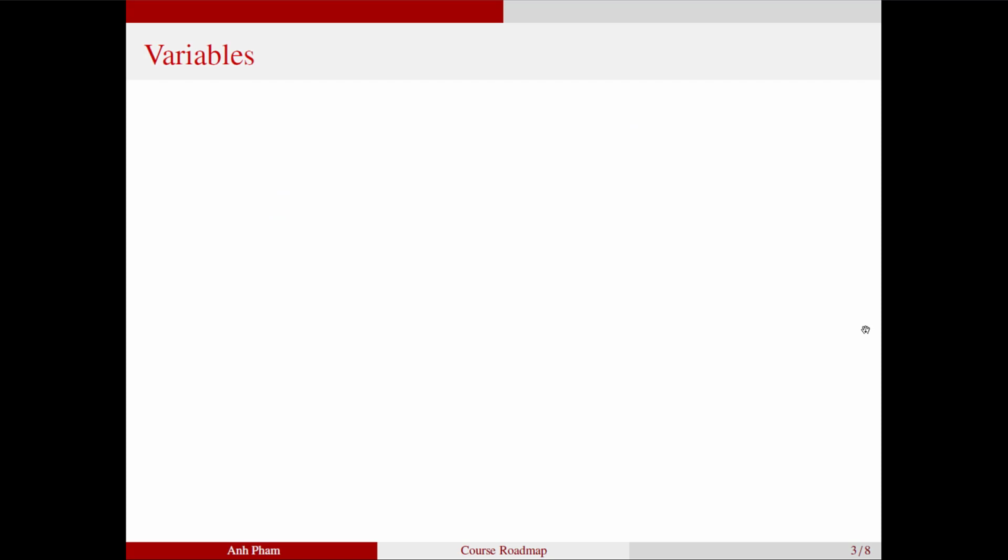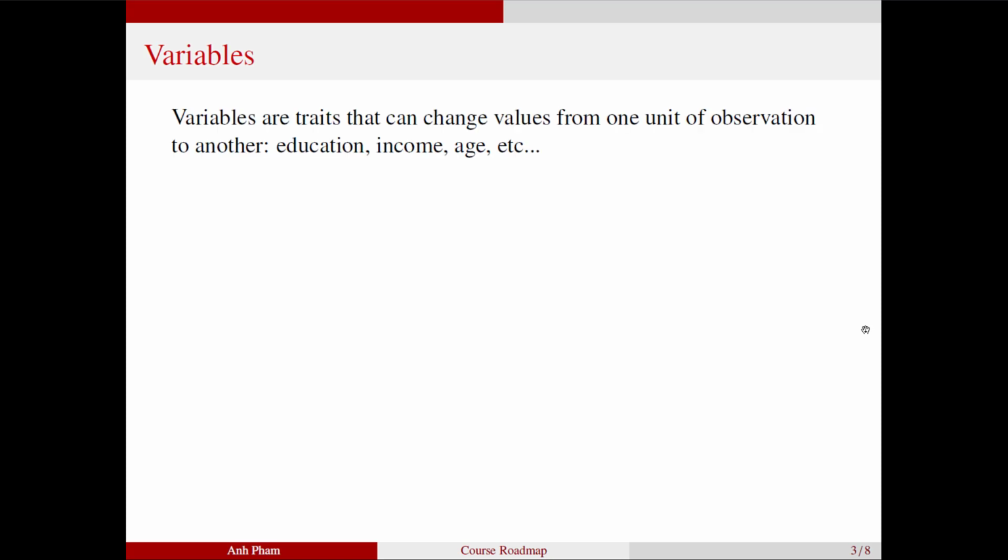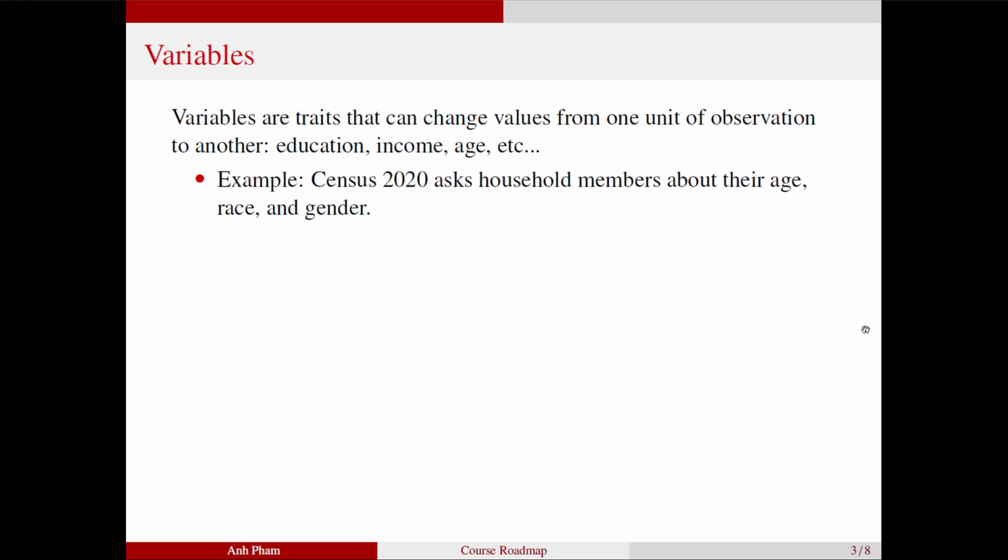Another terminology is variables. So what are variables? Variables are traits that can change values from one unit of observation to another unit of observation. Some examples of variables are education, income, age. A specific example is Census 2020 asked household members about their age, race, and gender.